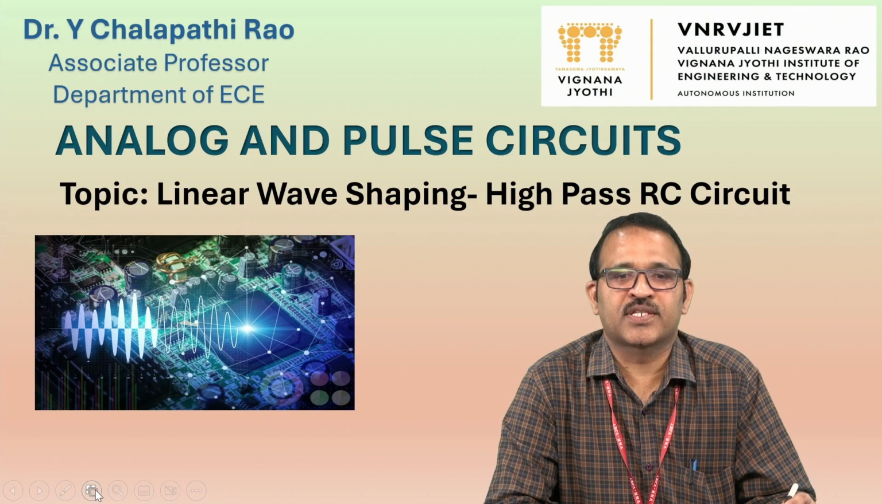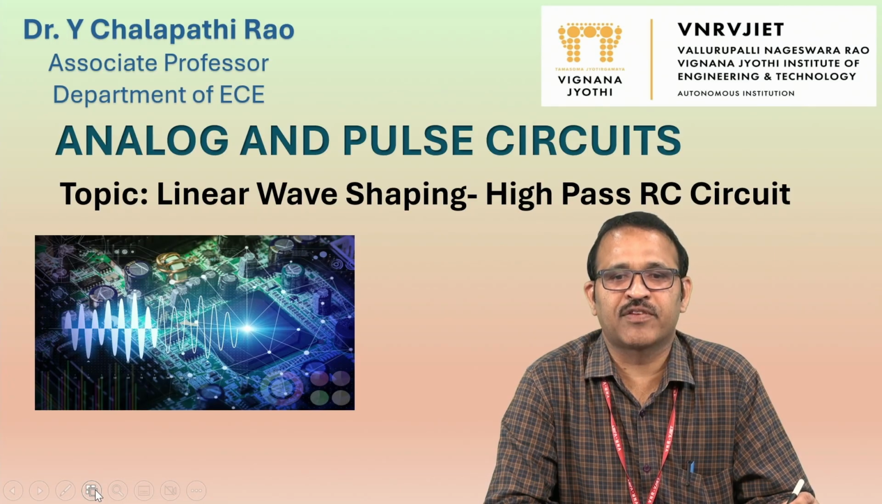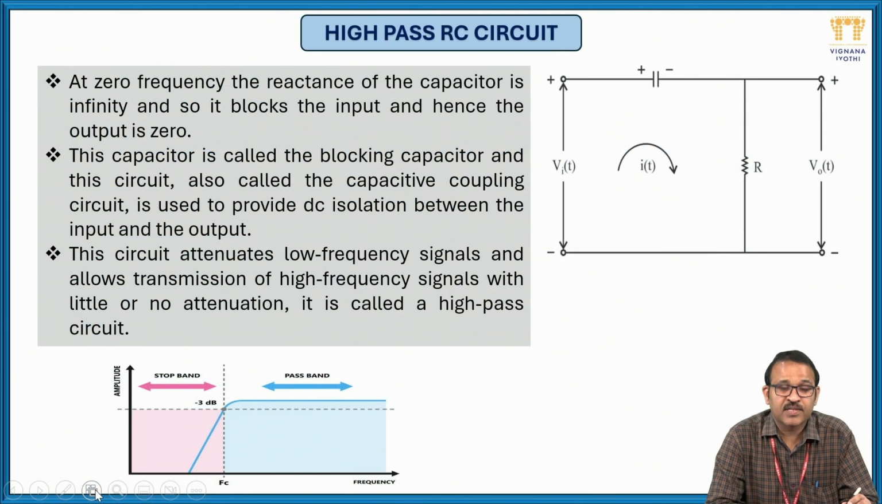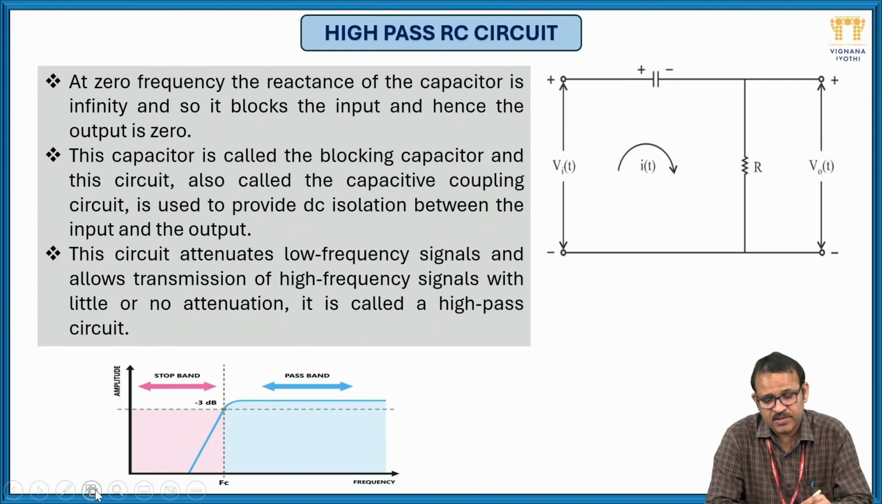Today I am going to discuss the high-pass RC circuit for sinusoidal and step input signal response in linear wave shaping circuits. So, the high-pass RC circuit. Here this is the circuit. There are two components used: one is a capacitor and the other is a resistor. The capacitor is connected in series and the resistor is connected to the ground. The output voltage is taken across the resistor.